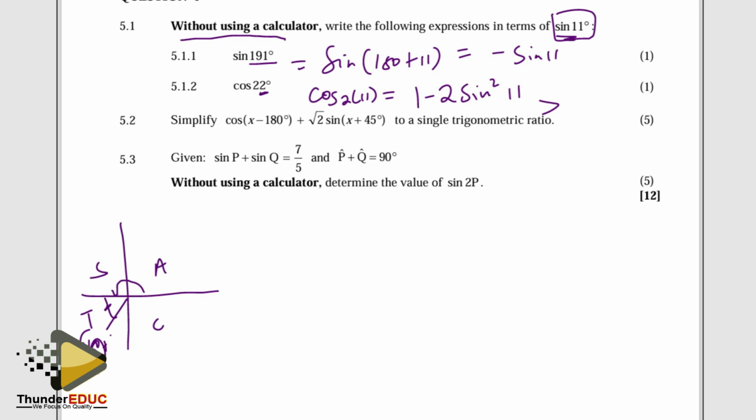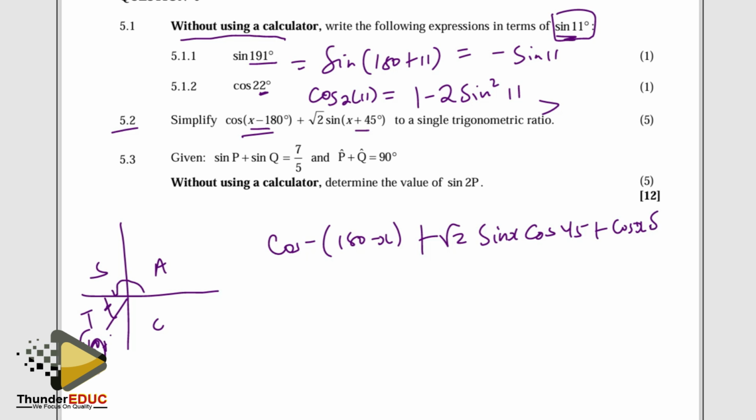Visit them, see them. 5.2, simplify this into a single trig ratio, so still compound angles. We need to work this out. This is going to be a reduction. This is just a compound format. Okay, so I'll take out the negative sign. It's going to be negative into 180 minus x plus root 2. This is going to be sine x cos 45 plus cos x, and then the sine of 45. I'll just put this in brackets.